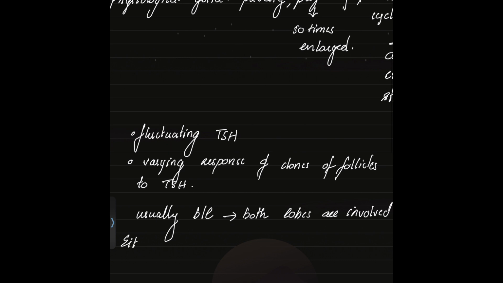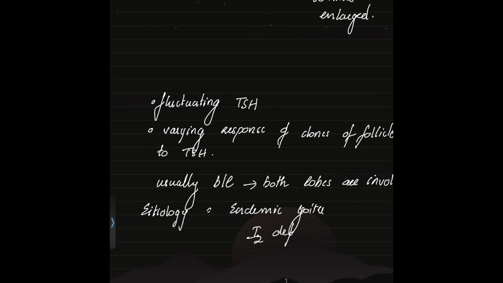So what is the etiology? First let us look at endemic goiter. In endemic goiter, the etiology is iodine deficiency, right? Endemic means more than 10% of the people in a geographic area are affected. So that is what endemic means.